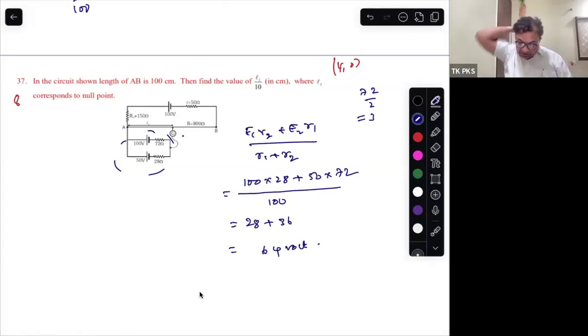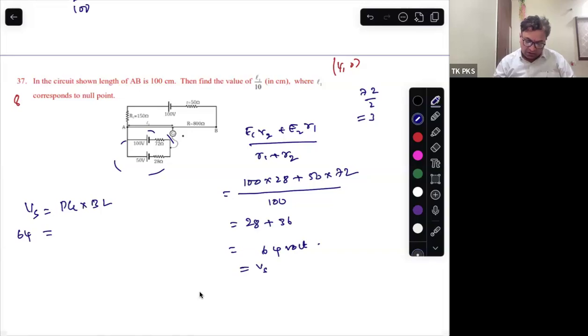Right. That is a different. This is all Vs. What is the general formula? Potential gradient into balancing length. 64 is potential gradient, one minute. Total voltage is 100. Total resistance 150 plus 50, 200, 200 plus 800, 1000. That is the potential that actually I have, run current actually. Current into L1 by total length 100. Right.